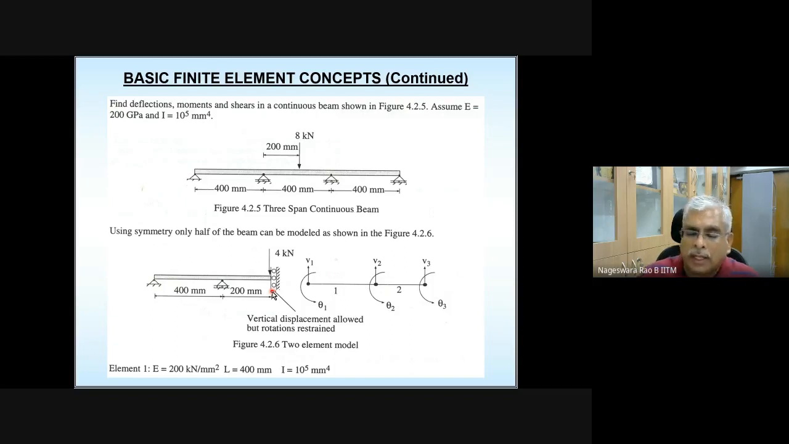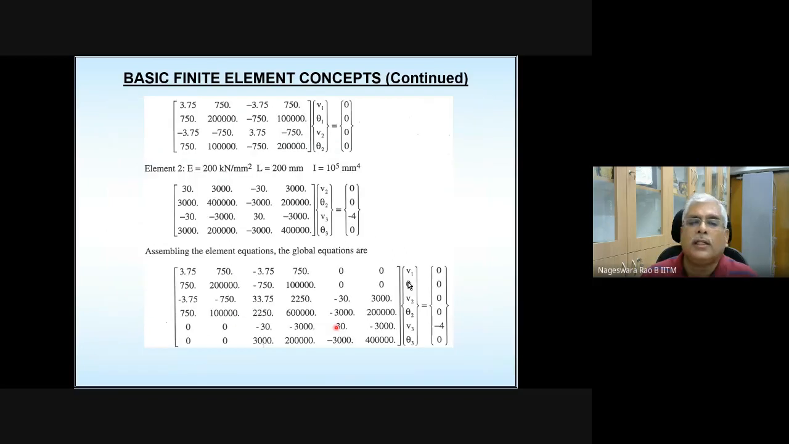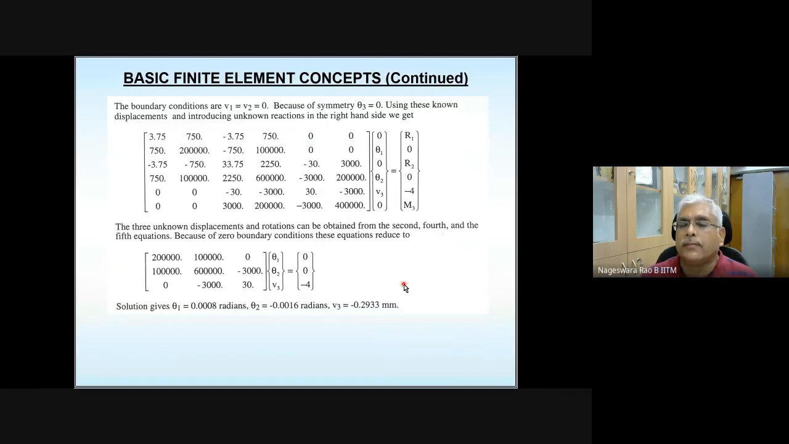Taking note of all that, the element equation for element 1 and the element equation for element 2 are assembled. Element equation 1 goes into the global one. If you take these 2 elements, taking symmetry into account, you are going to get a 6 by 6 matrix because of 3 nodes. Element 1 contribution goes into rows and columns 1, 2, 3, 4. Element 2 contribution goes into rows and columns 3, 4, 5, 6. Then apply the essential boundary conditions and solve for the unknowns.